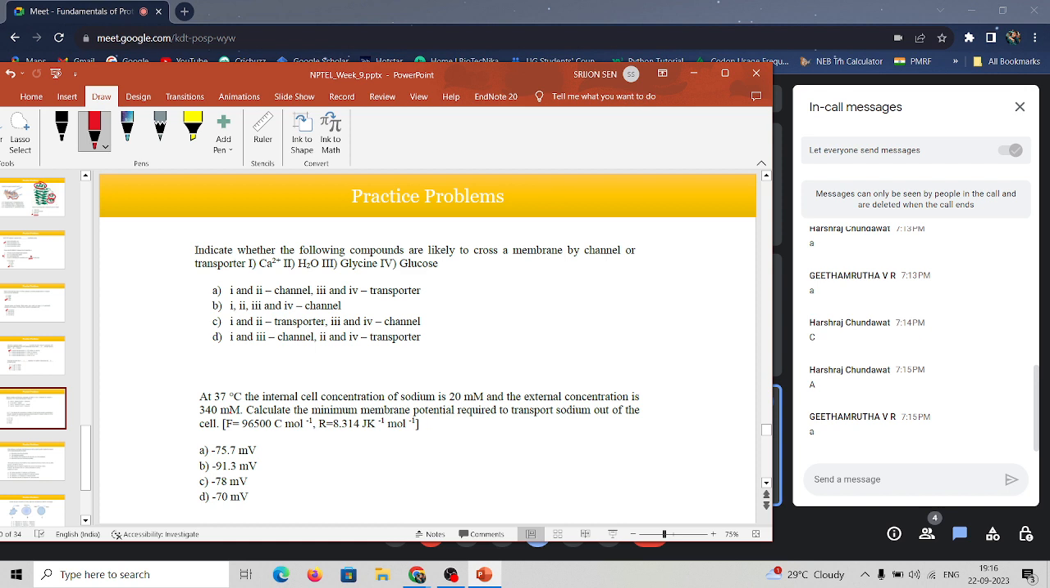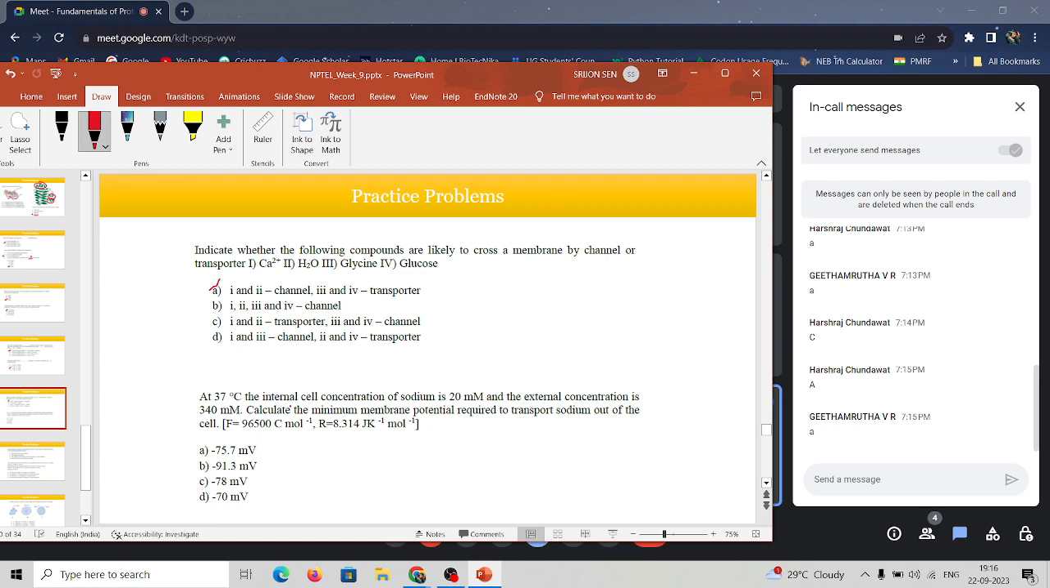So what is an ion channel? An ion channel is a pore forming membrane protein that allows ions to pass through according to the concentration or electrochemical gradient, whereas a transporter is a transmembrane protein that transports ions or small molecules across the cell membrane against a concentration gradient via active transport. So you would require a channel for calcium and water molecules, whereas a transporter would be required for glycine and glucose. So option A is correct.